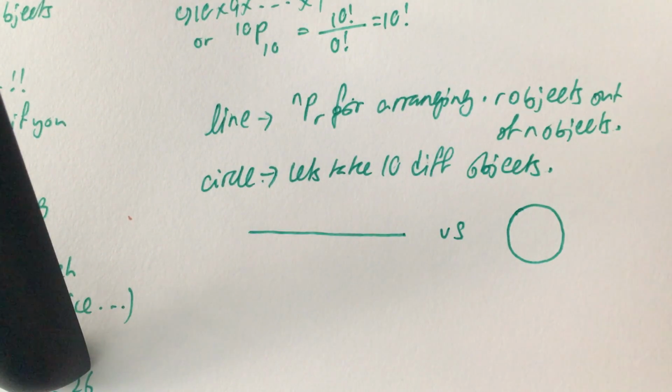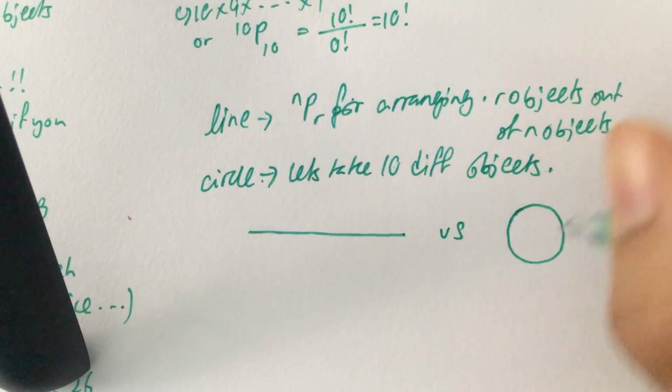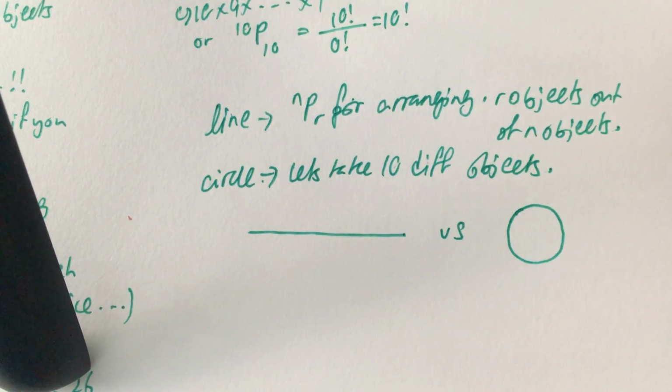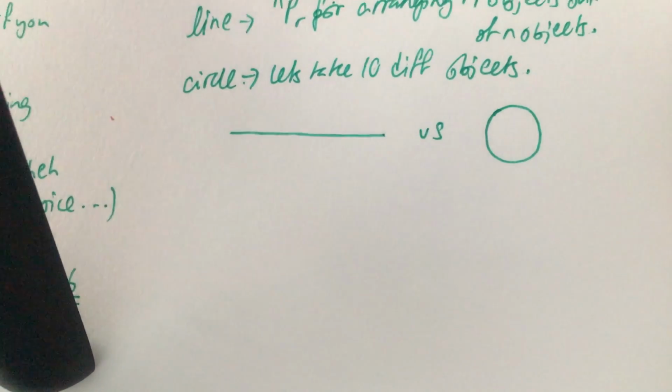The line has 2 ends. The circle doesn't really have a cut end or something. It's just a continuous line in a way that closes up. So what does this mean?